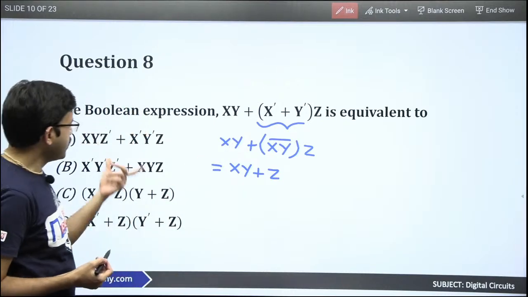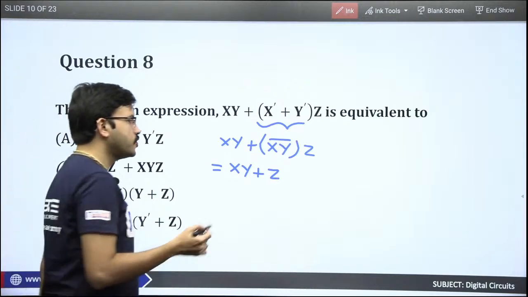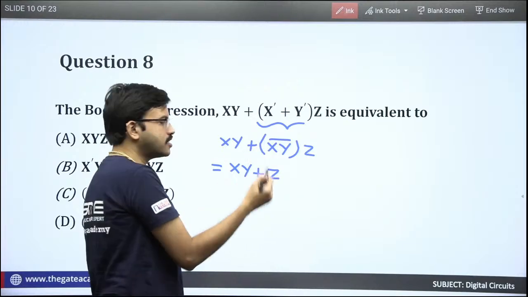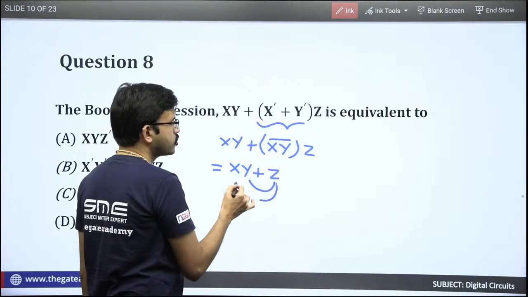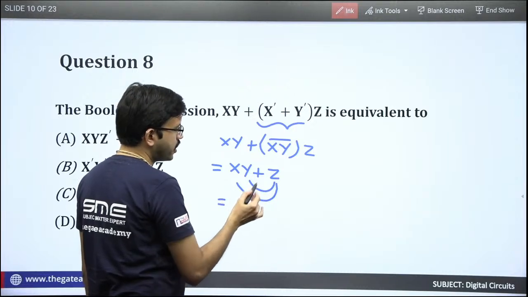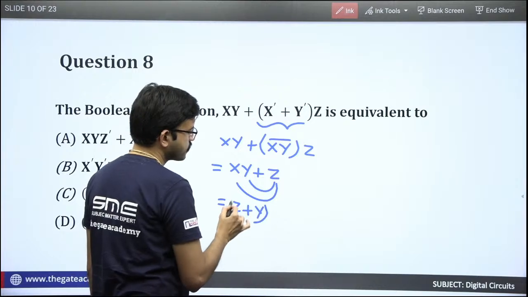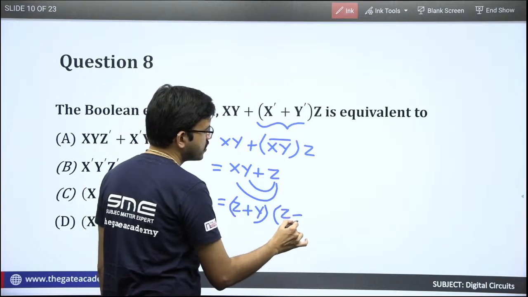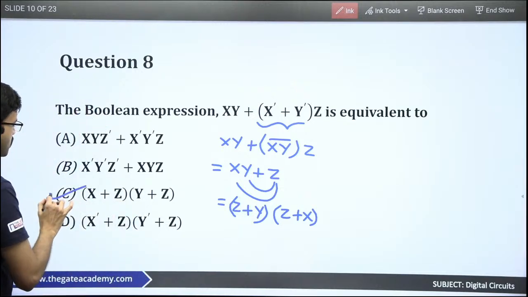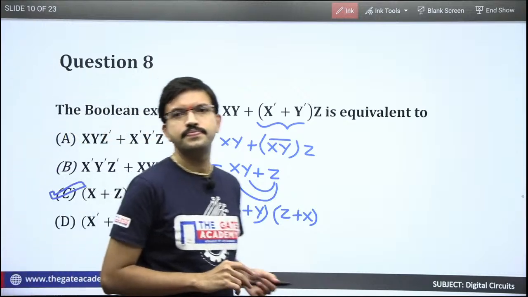But unfortunately, you don't have such an option in the given choices. But you will get the correct option if you apply distributive law once again, from LHS to RHS only: z plus xy equals (z plus y) into (z plus x). So here, if you observe, option C is that. So two times you are applying distributive law.